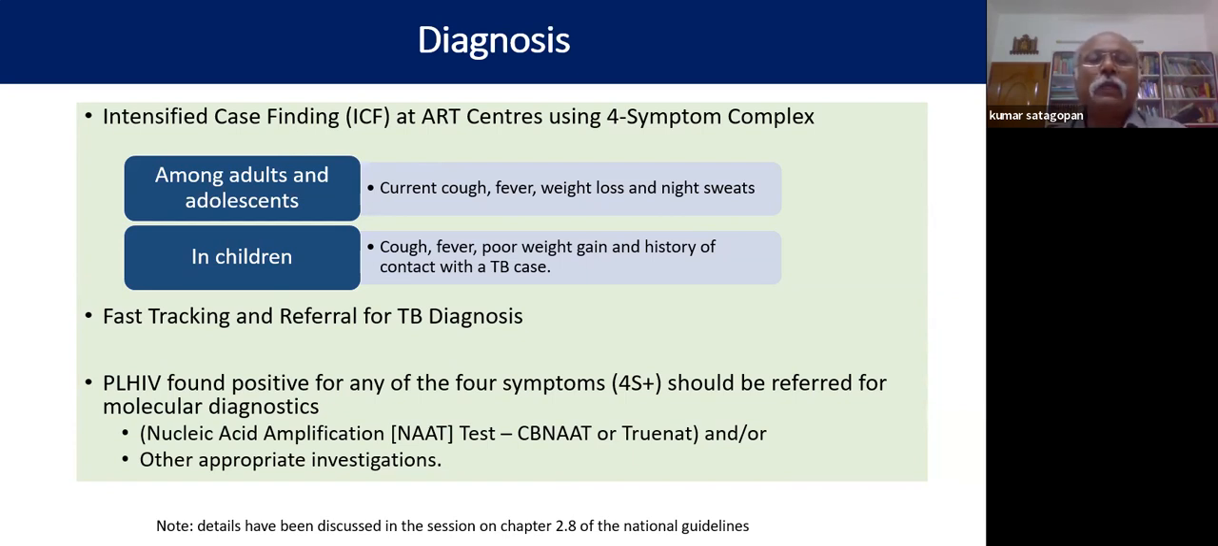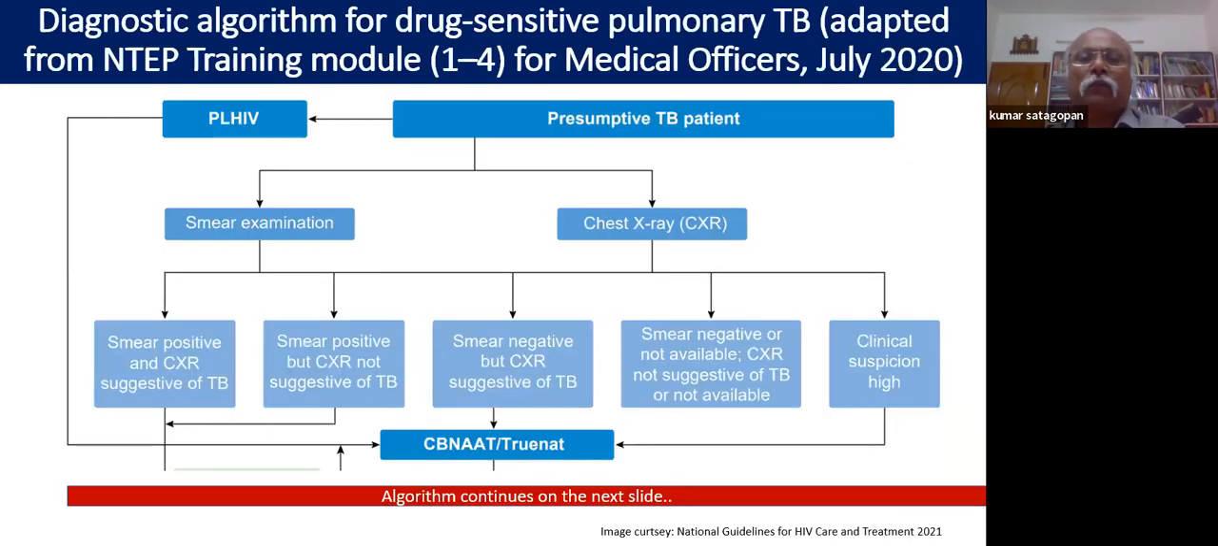So here, what is happening? The 4S is there, and the 3 I's are there: intensified case finding, INH prophylaxis, and air infection control. That's why fast tracking is very important for infection control. Intensified case finding with 4S symptoms, and also using the molecular test, nucleic acid amplification test, CBNAAT or TrueNat. On the next slide, we'll learn about the importance of TrueNat.